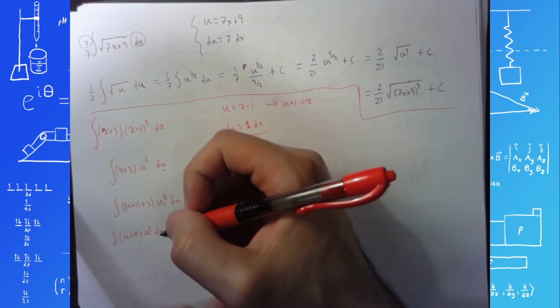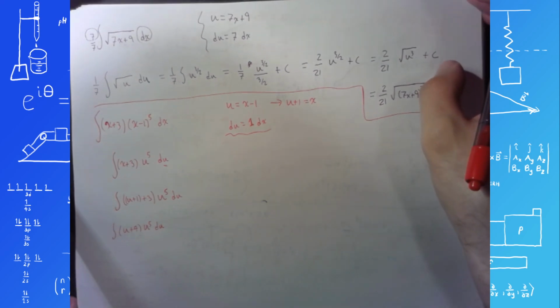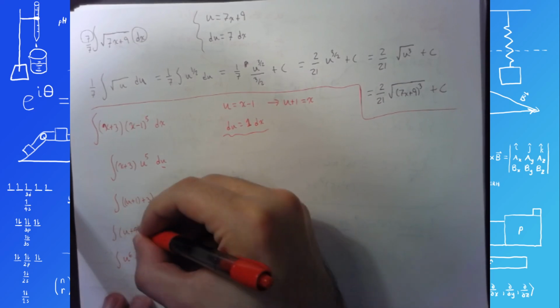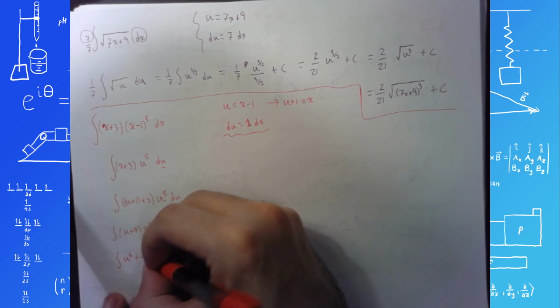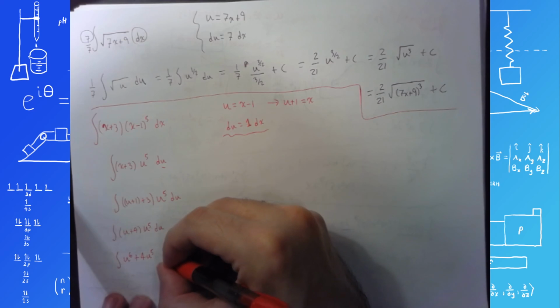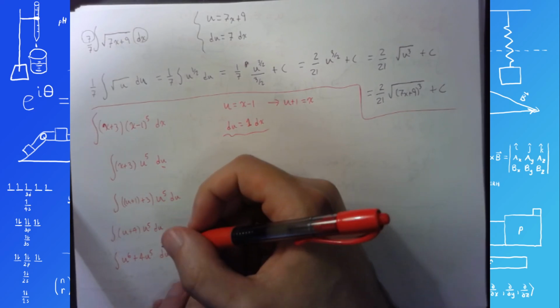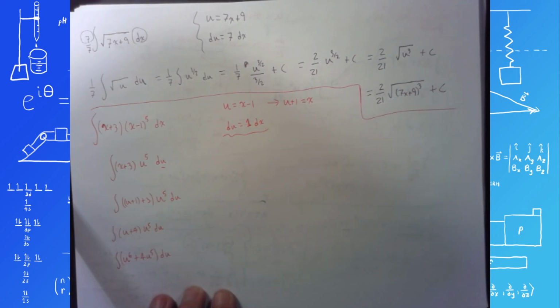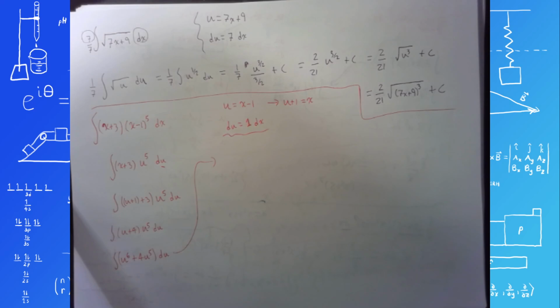And u to the 5th can be distributed, and it's actually a very simple polynomial from there. u to the 5th times u is u to the 6th, plus 4 times u to the 5th du. If you want to put these in parentheses, you can. And now we just integrate term by term, so I'll do that here. Let's switch colors. Green.